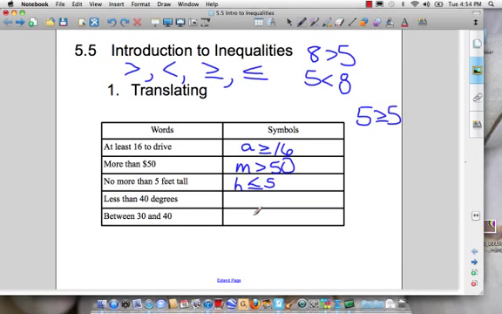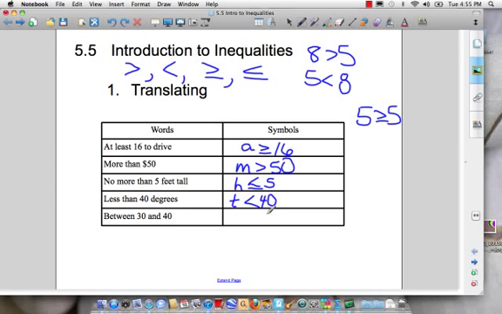Okay, the next one is a temperature, so I'll use a T. The temperature is less than 40. So this one is pretty direct. It's less than 40. I don't include the or equal to because I want to exclude the possibility of 40. I want a number that is actually less than 40.